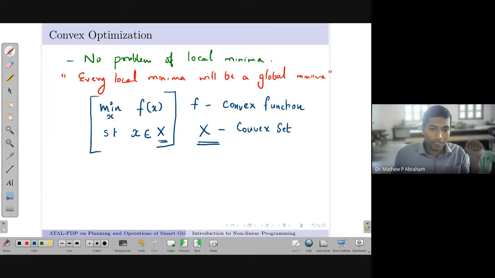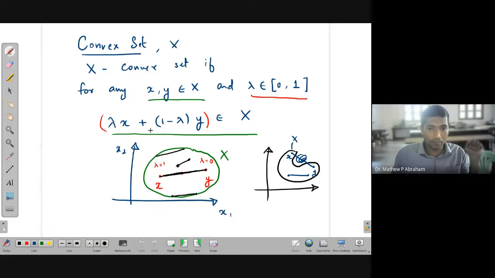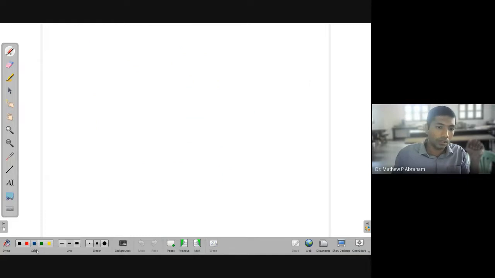Now let me quickly explain what is a convex function. So a convex function has a similar definition.